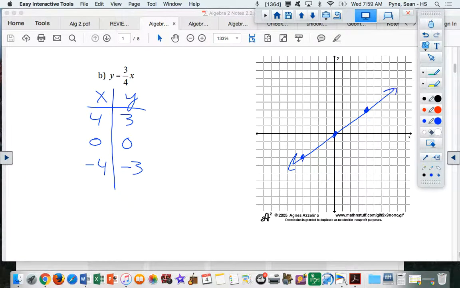If you would have used different values and plotted them, it should still look exactly like the same line. Any questions? All right.